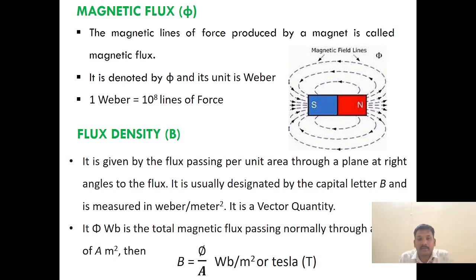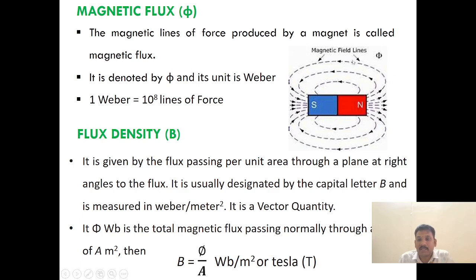And we need to know some basic definitions of magnetic circuits. Magnetic flux: the lines of force produced by the magnet are called magnetic flux. And here you can see the image. There are two poles in the image, one is the north pole and the other is the south pole.